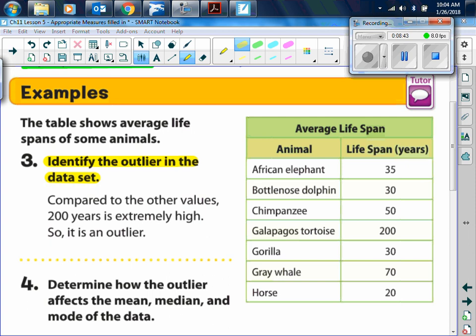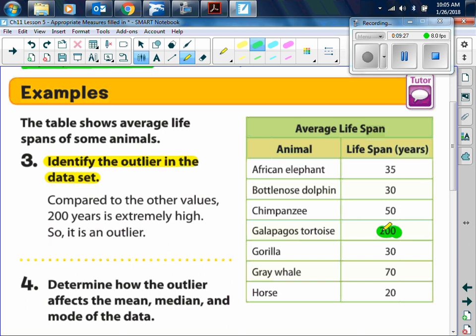So, you guys know we have a process that we use and a formula that we use to determine outliers, right? When we look at the lower limit and the upper limit. But if you look at a set of data, you see this data here? It's pretty obvious which one is the outlier. Do I have to go through all of those formulas and calculations? No. So here we do have an outlier. That's going to be 200. Is everybody clear? All right. So compared to the other values, 200 years is extremely high, so it is an outlier.